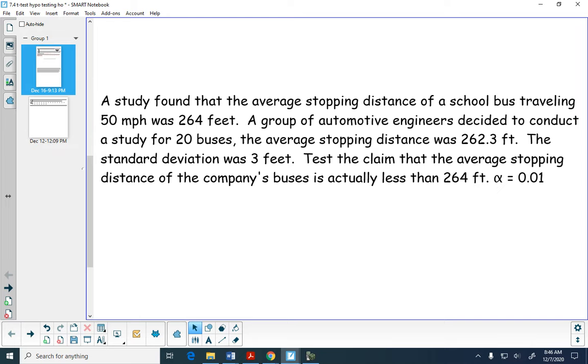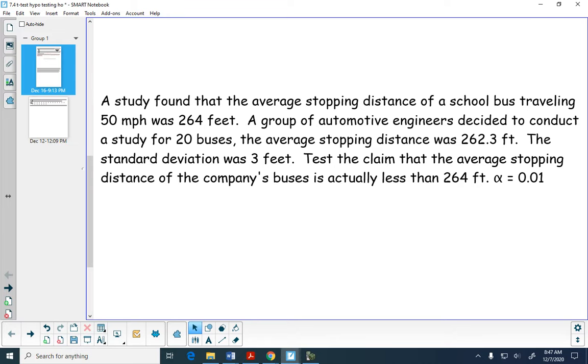All right, we'll do a one-tailed test here in this one. A study found that the average stopping distance of a school bus traveling 50 miles per hour is 264 feet. And that's a safety thing. I understand if you run into something, you'll stop immediately. But if you safely stop going 50 miles an hour for a school bus, it takes 264 feet, which is almost a football field. A group of automotive engineers decided to conduct a study for 20 buses. The average stopping distance was 262.3. Standard deviation was 3 feet.